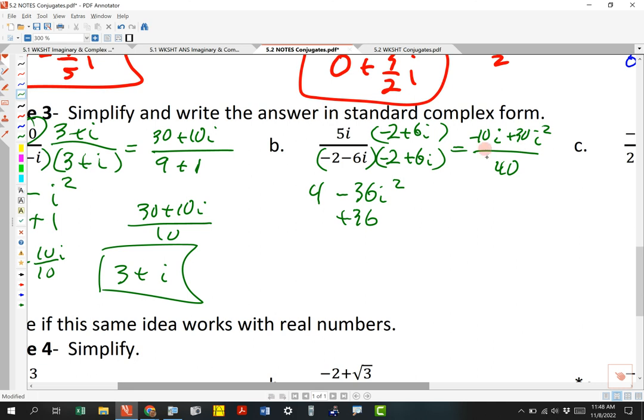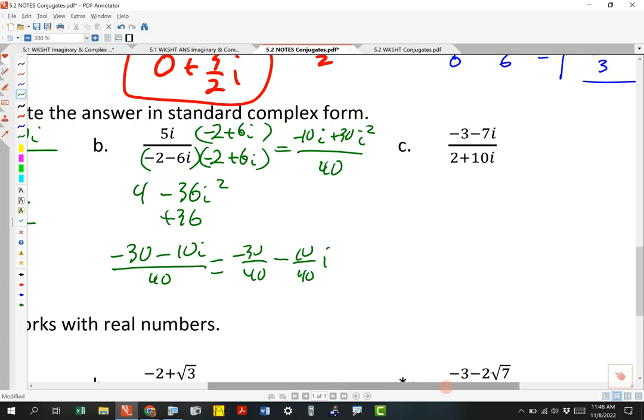Still some simplifying to do. This is going to count as a negative 30. So this is going to be a negative 30 minus 10i all over 40. And then we're going to break it into two pieces. So negative 30 over 40 minus 10 over 40 with an i there. And this should take care of Lizzie's question: was that a coincidence on the last one? Definitely a coincidence on the last one, because this works out to be negative 3/4 minus 1/4 i. And there's our answer. Any questions?